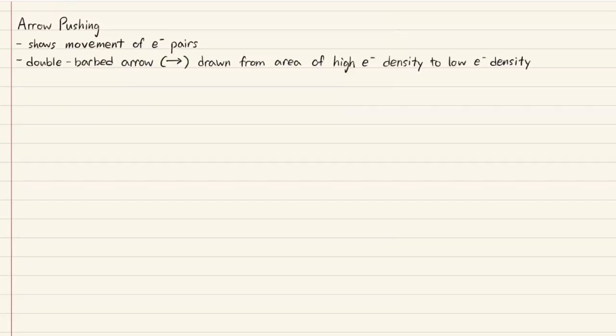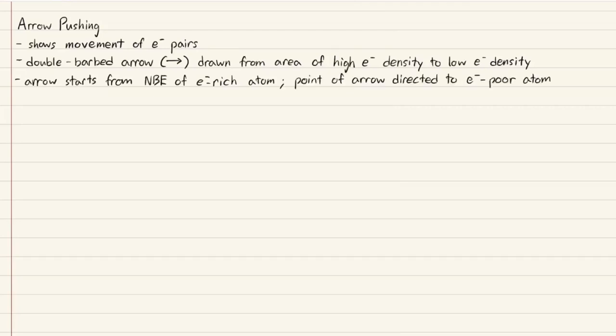Up until now, we've discussed how to predict which direction an acid-base reaction will favor and why, but we have not yet observed the movement of electrons that drive these reactions. In organic chemistry, we use arrow-pushing formalism to depict the movement of electron pairs in reactions to elucidate reaction mechanisms. In this formalism, a double-barbed arrow is drawn from an area of high electron density to an area of low electron density. The arrow originates from the non-bonding electrons on an electron-rich atom, and the point of the arrow is directed to the electron-poor atom.